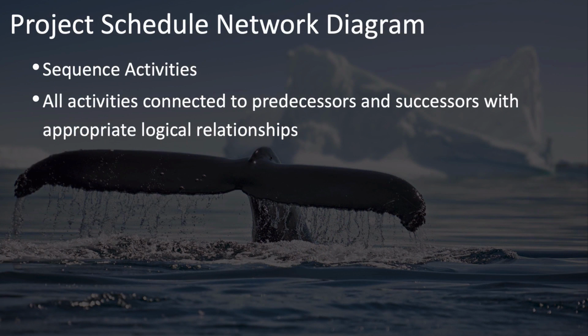Once you've identified and listed all of the activities that are necessary to complete the project work, and you've identified all of the important attributes about each of those activities, then you have the information you need to put these activities into their proper order, to sequence the activities, to determine which ones are necessary to be done first, and which ones have to follow other activities, and put these into a logical order. This is called the project schedule network diagram.